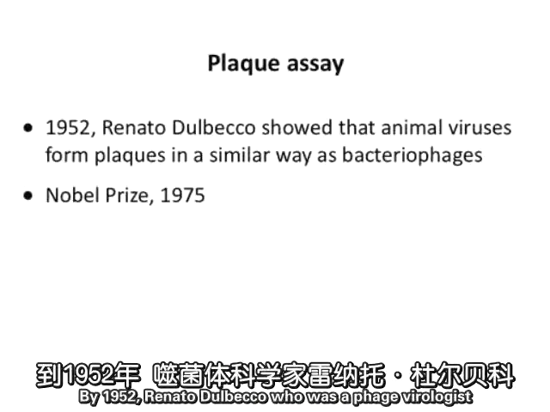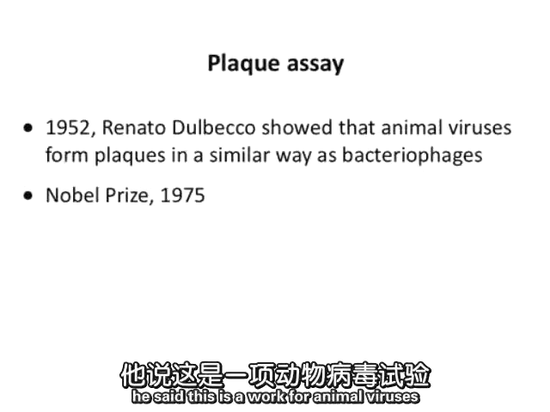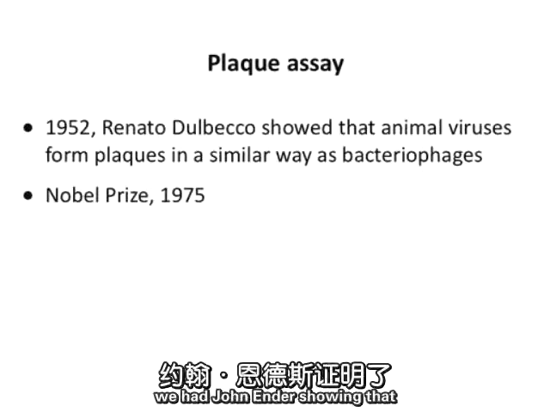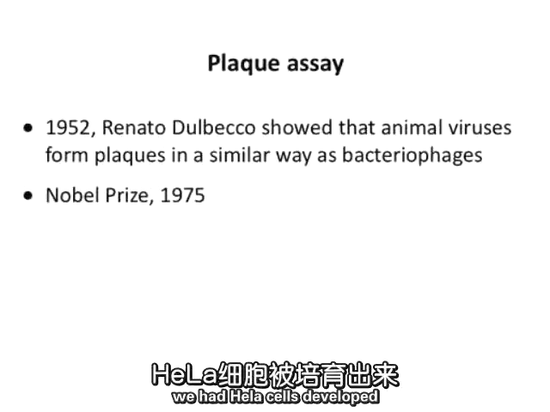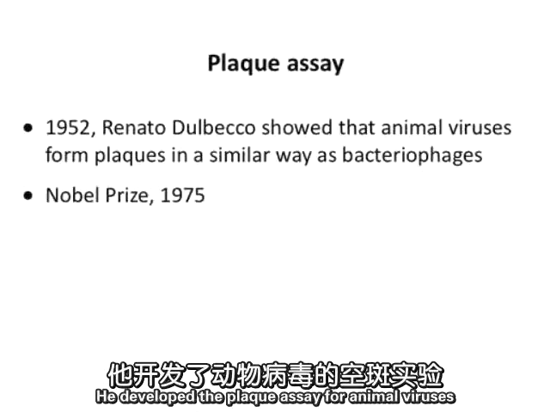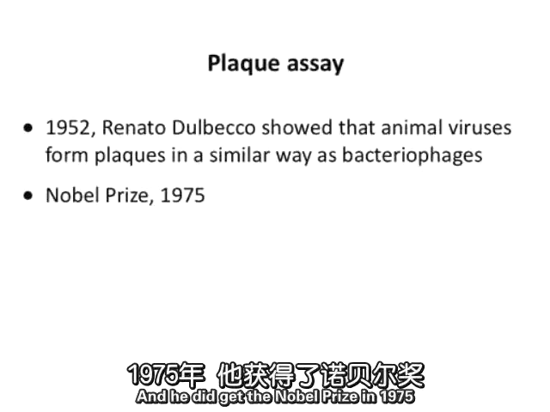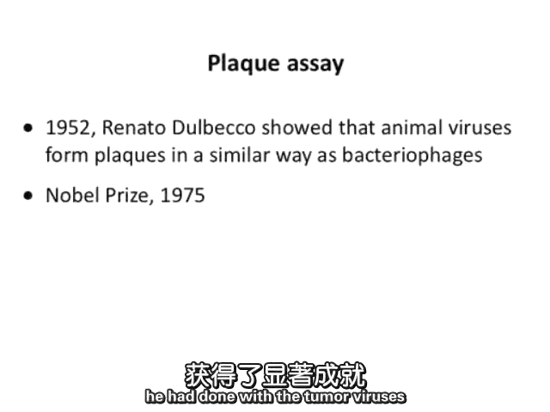But in 1952, Renato Dulbecco, who was a phage virologist and had been doing plaque assays, said, this has to work for animal viruses. So by 1952, we had John Enders showing that viruses could grow in cells. We had HeLa cells developed. So he tried it, and he got it to work. He developed a plaque assay for animal viruses. And he did get the Nobel Prize in 1975 for that and other work that he had done with tumor viruses.